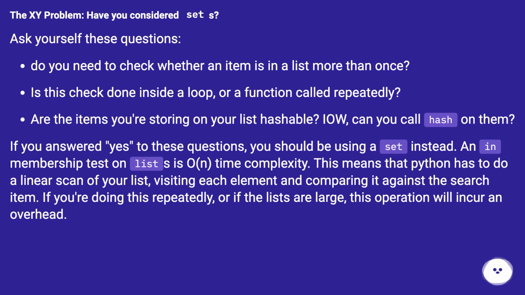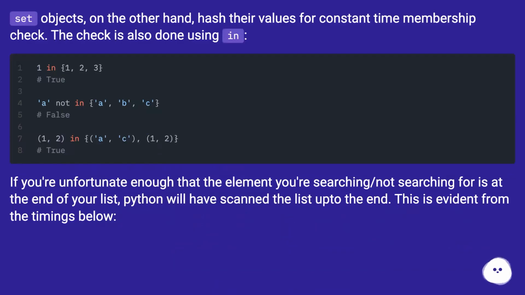An in membership test on lists is O(n) time complexity. This means that Python has to do a linear scan of your list, visiting each element and comparing it against the search item. If you're doing this repeatedly, or if the lists are large, this operation will incur an overhead. Set objects, on the other hand, hash their values for constant time membership check. The check is also done using in.